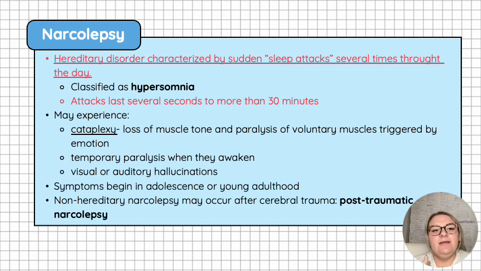Some people with narcolepsy may experience cataplexy, which is the loss of muscle tone and paralysis of voluntary muscles that are triggered by emotion. They also might have temporary paralysis when they wake up from one of the sleep attacks, and they could also have visual or auditory hallucinations. Narcolepsy typically begins, you start seeing the symptoms in adolescence or young adulthood, but there is also non-hereditary narcolepsy, and this is typically seen after a cerebral trauma, so it's called post-traumatic narcolepsy.